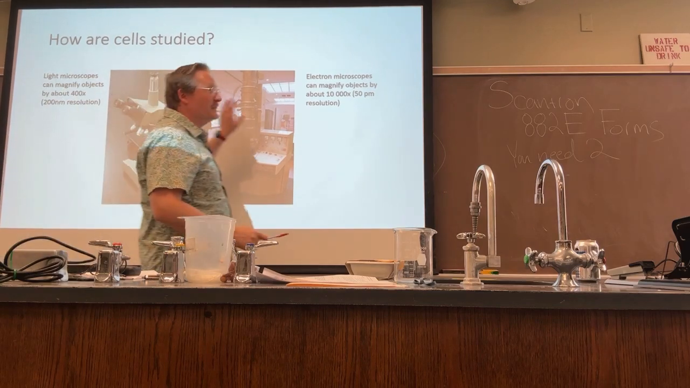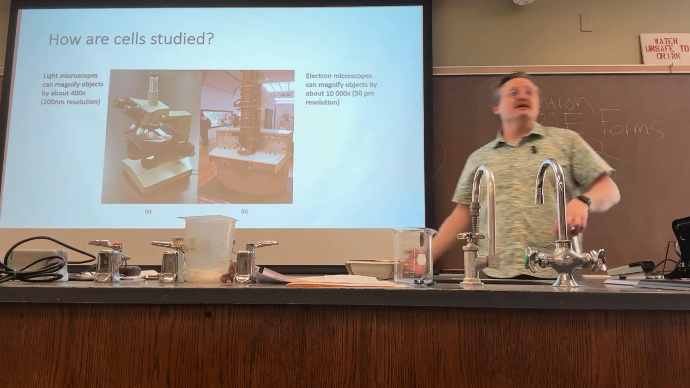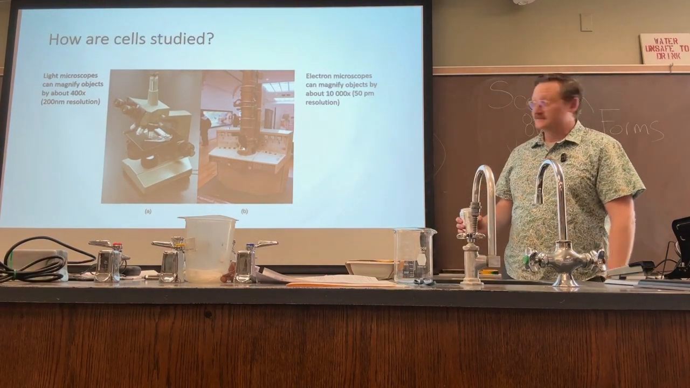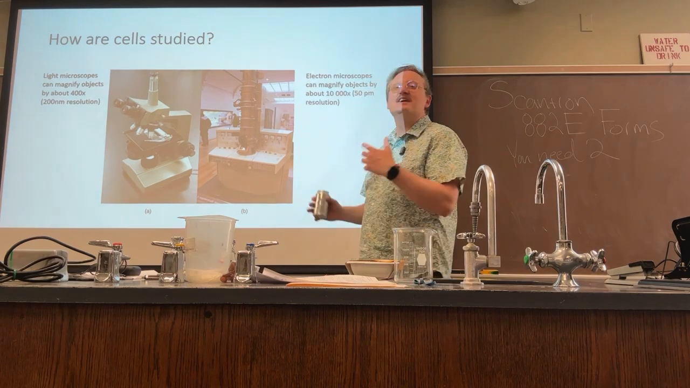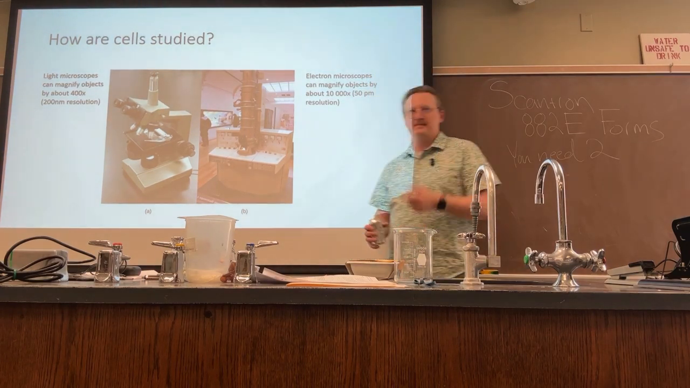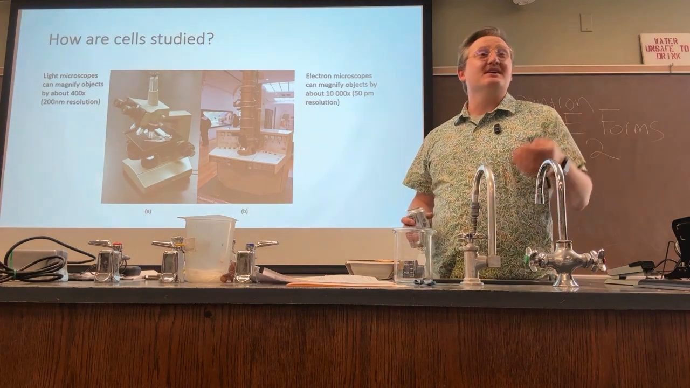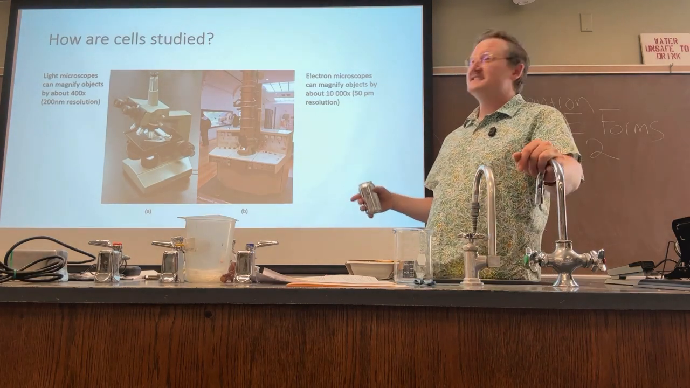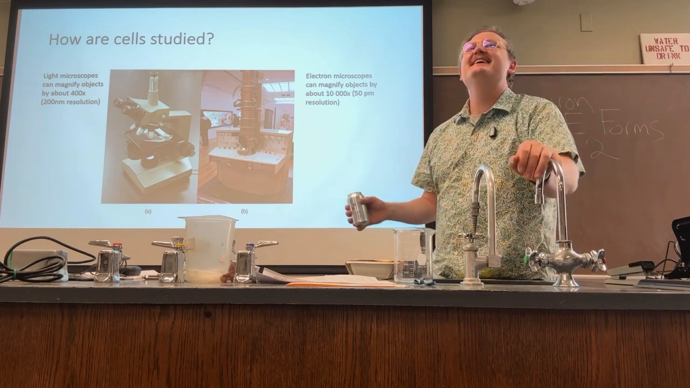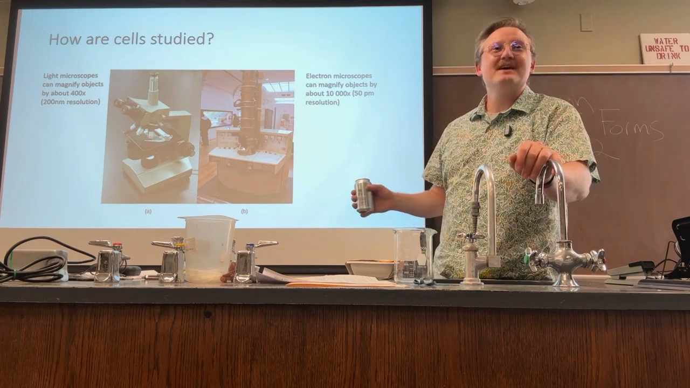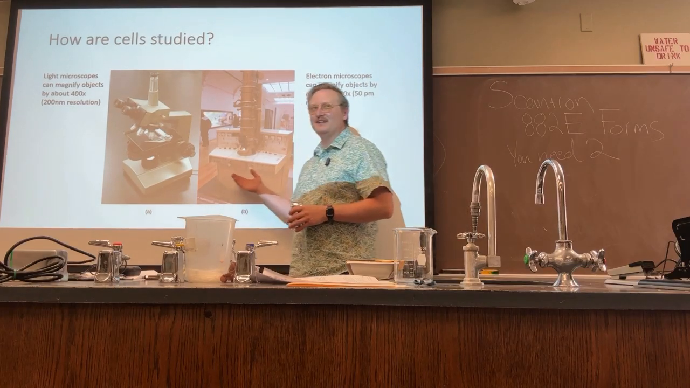Now, if light's the problem here, we need a way to look at small structures without involving light. And that's where we use electron microscopy. We have, I think at this point, 3 or 4 electron microscopes on this campus. There are a couple of different types of electron microscopy, and I'll tell you about them. But if you look right here, it's a much more involved piece of equipment.